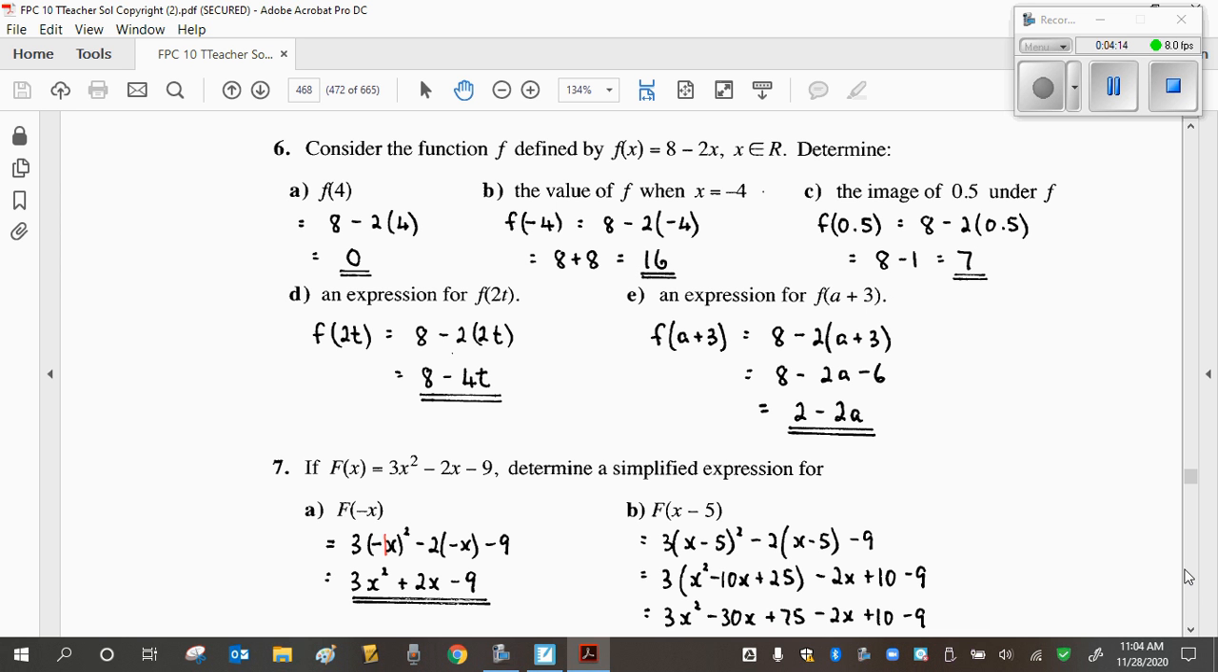Okay, so that's why there's no negative sign here. Negative times negative is positive because it's inside the bracket. And then you got negative times negative. This one's a positive 2. And then see if you can collect like terms. You cannot. That's it. That's a trinomial answer there.